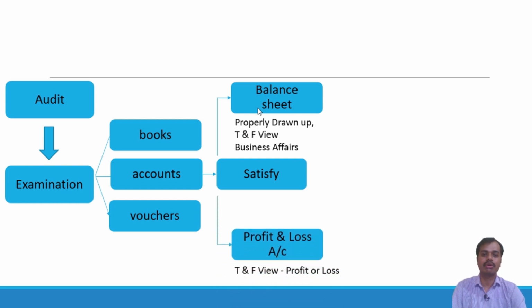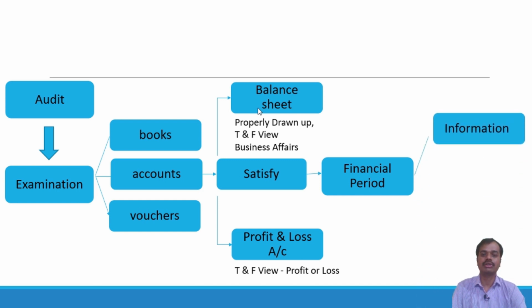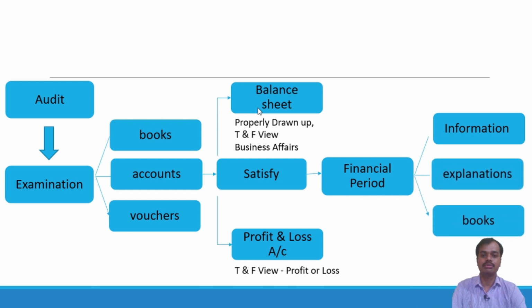The balance sheet is properly drawn up so as to give a true and fair view of the state of the affairs of the business, and the profit and loss account gives a true and fair view of the profit or loss for a particular financial period, according to the best of his information, explanations given to him, and as shown by the books. And if not, in what respect he is not satisfied. I hope you understand this definition through this diagram.